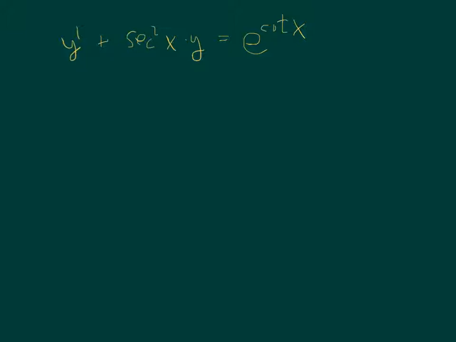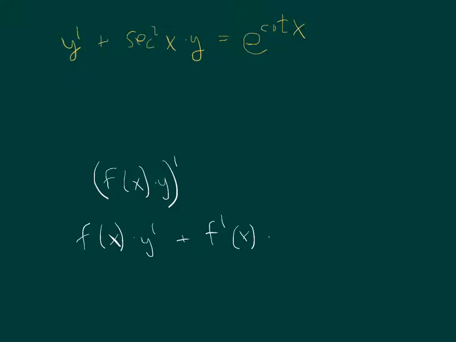Well, let's think about that. So imagine I've got some function f of x times y, and I'm taking its derivative. What I'll get is f of x times y prime plus f prime of x times y. Well, the difference between these two things is these two terms here. The first term, this came from somewhere. And what it came from is probably left over from the derivative of this.